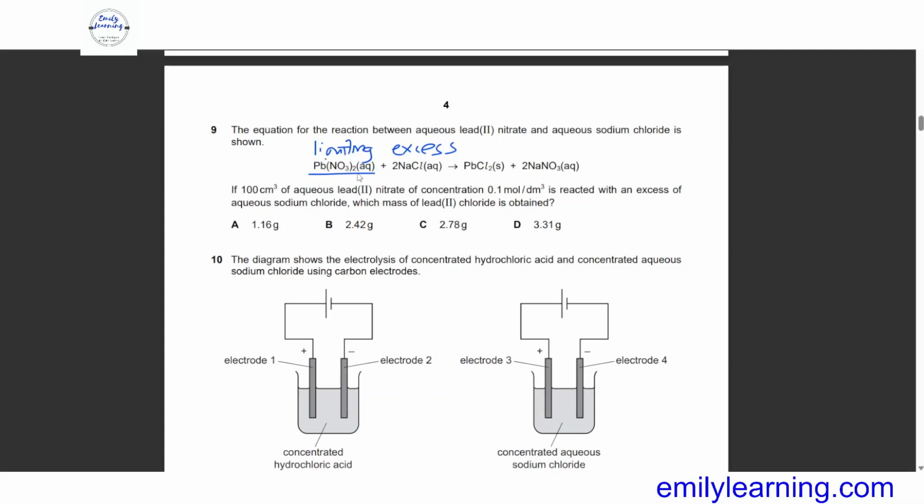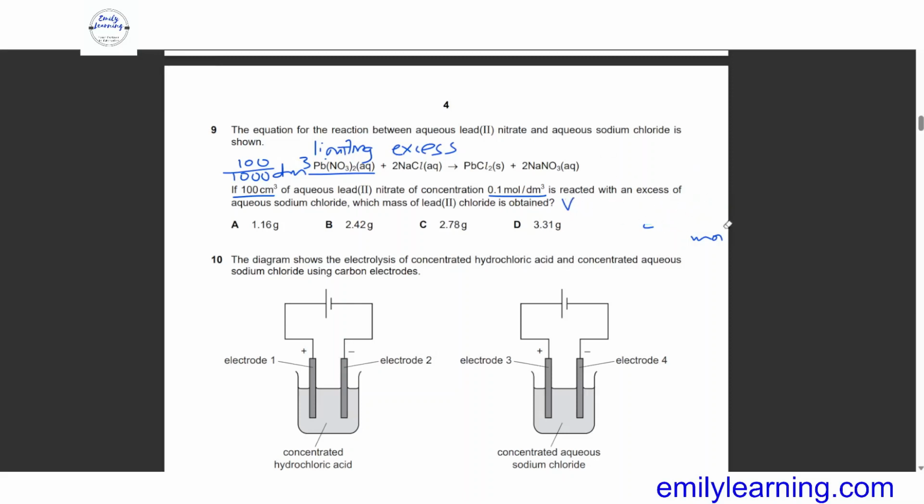We will start off by finding the number of moles of lead(II) nitrate. To find the number of moles given volume and concentration, you take volume times concentration. Remember, cm³ we must convert to dm³ by dividing by 1,000, because the concentration is in mol per dm³. So 100 over 1,000 is 0.1. Then you multiply by another 0.1, which is the concentration, and you get 0.01 moles. Okay, sorry. Let me do this again.